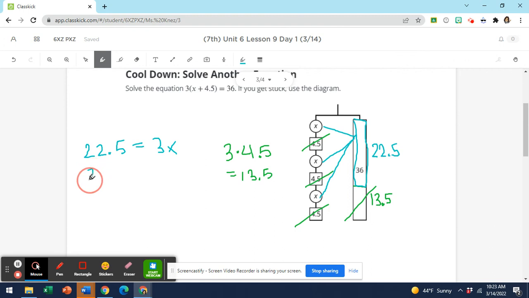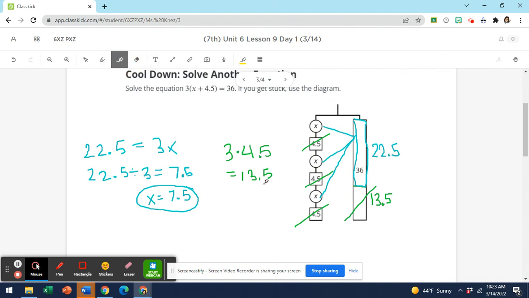And so again, I can use inverse operations. 22.5 divided by 3 is equal to 7.5, and I know that x equals 7.5. Now again, x is the same using both strategies, but there are slightly different ways of doing the same thing to both sides. This time we subtracted 13.5 from both sides in order to solve the equation. Solve the equation, meaning find the value of x.